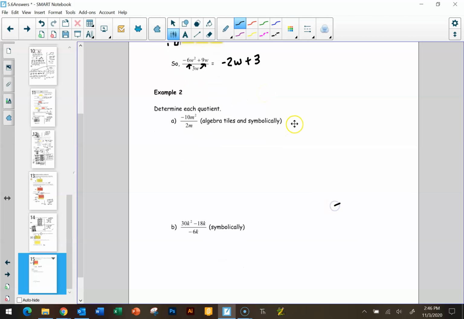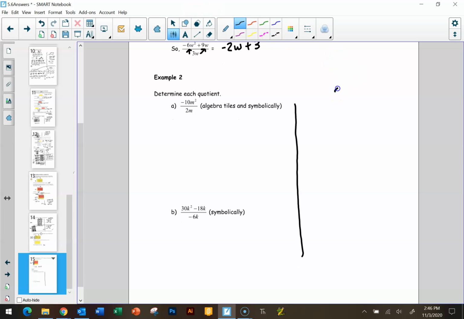Alright, so let's do some more of these. We're going to do tiles and symbolically for both of these to practice, and then obviously we're going to do some more practice in the textbook. We'll do the symbolic on this side. I'll try to draw the tiles out over here, make sure I've got enough room.